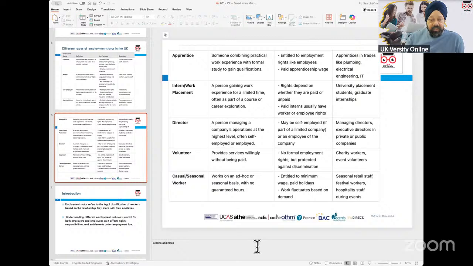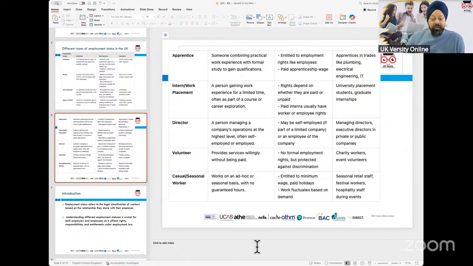Casual or seasonal workers tend to be people who work on an ad hoc basis. They have no guaranteed hours of work. They're entitled to minimum wage as per UK employment law. They're also eligible to get paid holidays, and their work can fluctuate depending on the demand of work within the organization or the business that they work for.